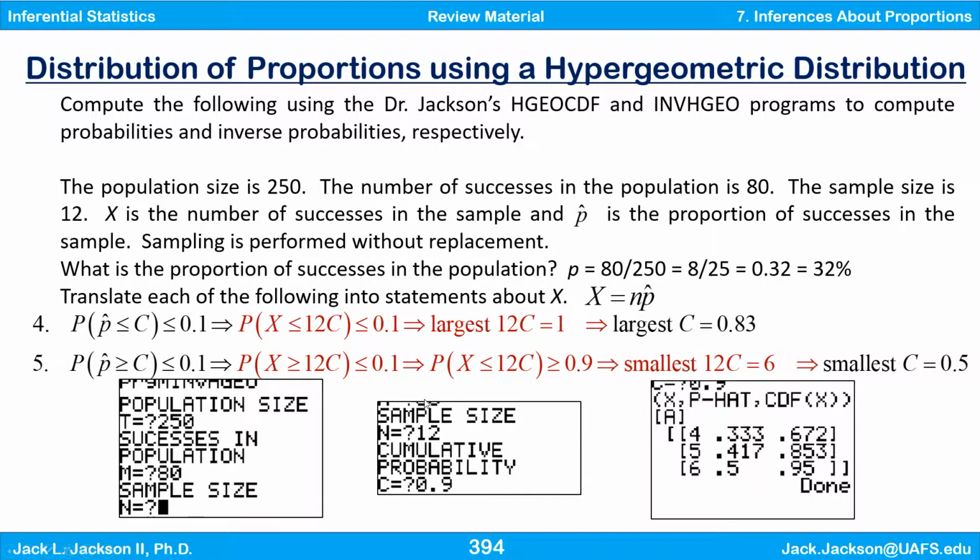So that gives us a pretty good little review of how to use the programs that I wrote and the built-in programs in the calculator to find probabilities and inverse probabilities from distributions of proportions, where we find probabilities by either a binomial or a hypergeometric distribution.